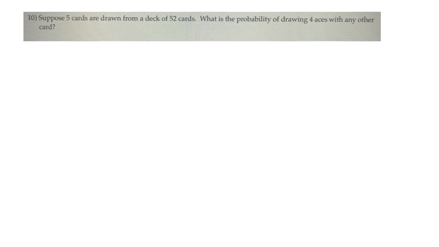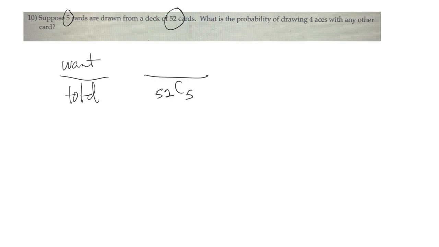All right, here's a question: you need to find the probability of getting four aces with any other card. With all probabilities, it's expressed as a fraction. What I want goes on the top, and the total number of ways of doing things goes on the bottom. They're pulling 5 cards from 52, so the bottom is just going to be 52 choose 5. That's random cards, doesn't matter what they are.